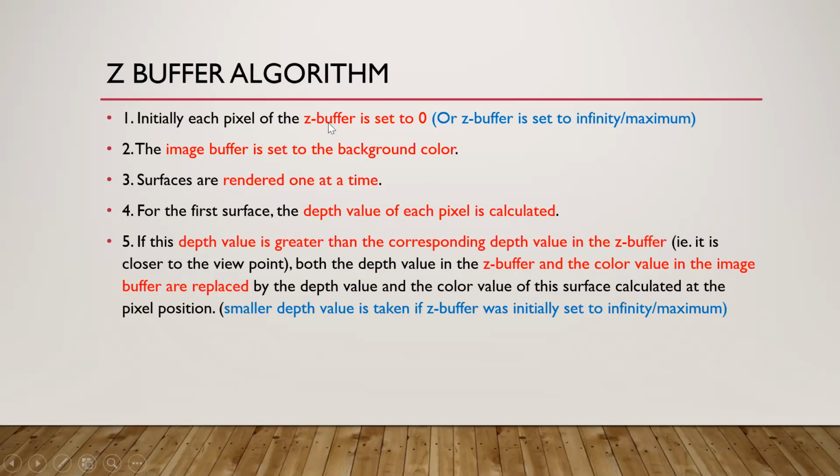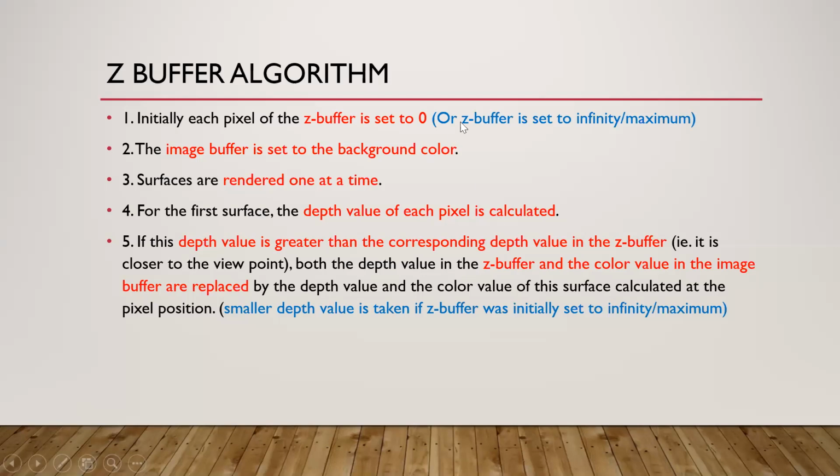That means initially the Z buffer is set to 0. So when we are calculating the Z value of the surface, if it is greater than the current Z value, then you are going to assign the greater value to the Z buffer, and you are going to assign the color value of that particular pixel to the color buffer. So that's how you're going to color it. That means if and only if the Z value is greater, you are going to color it.